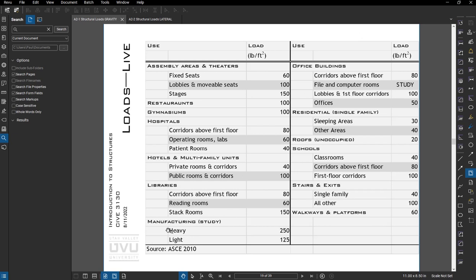Manufacturing, I would suggest don't use the code values, figure it out with the client and come to a consensus on what loading is going to be there. It could be anywhere from 50 pounds a square foot to 1,000 or 2,000 pounds a square foot. Schools, so you can kind of play around with this. If you have a copy of ASCE 7, you can dig in deeper to these numbers.